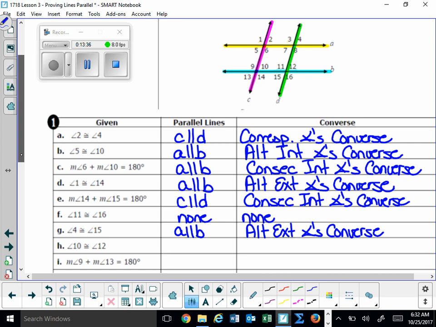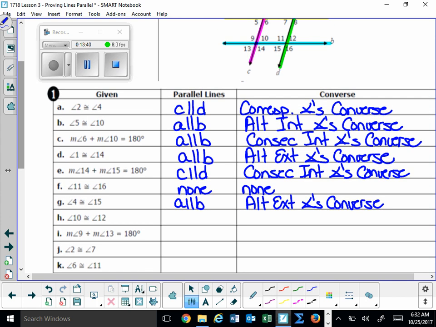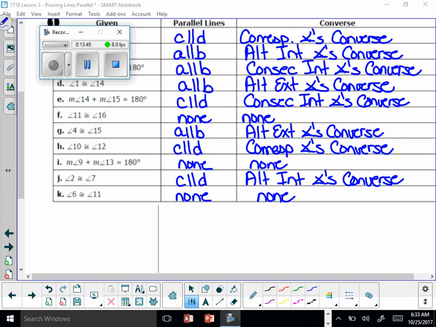All right. At this point, you should have a good feel for how to do this. I want you to pause the video and try the last 4 on your own. Okay, so these last 4, letter H, angles 10 and 12 are corresponding. So if they're congruent, we do have parallel lines using the corresponding angles converse.